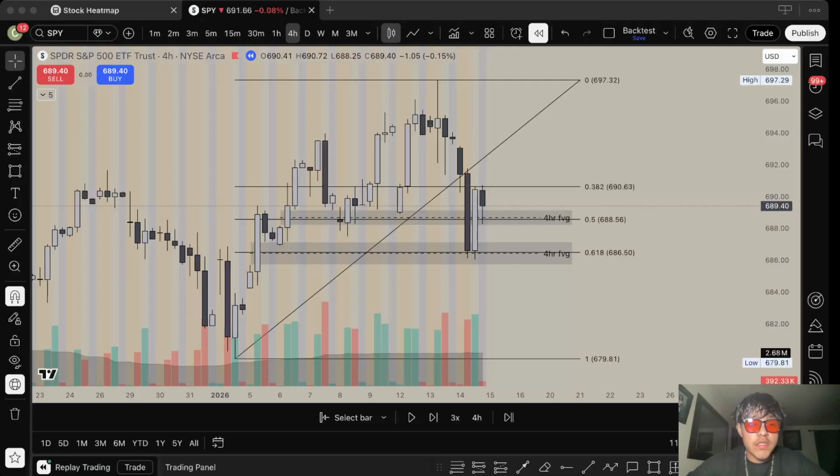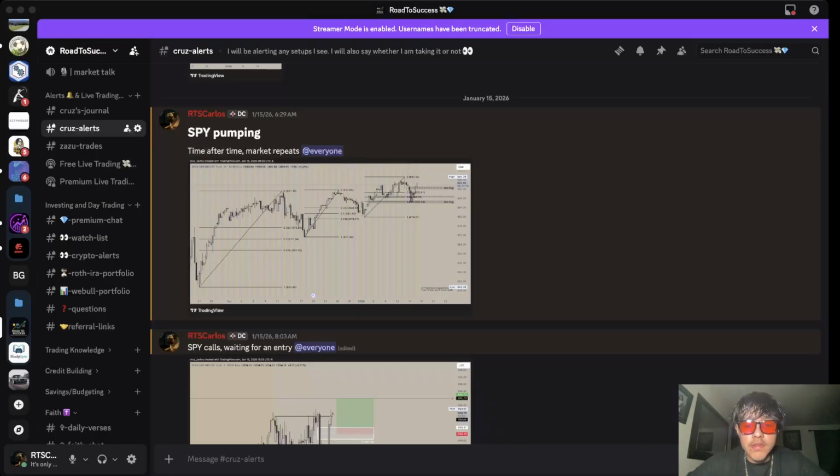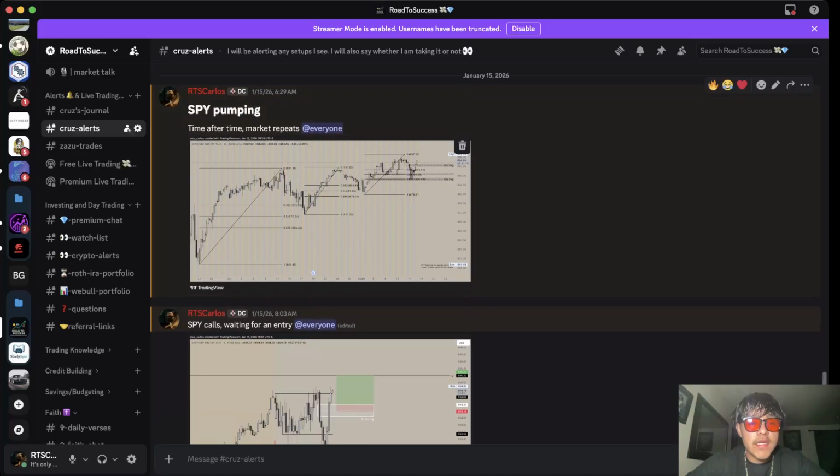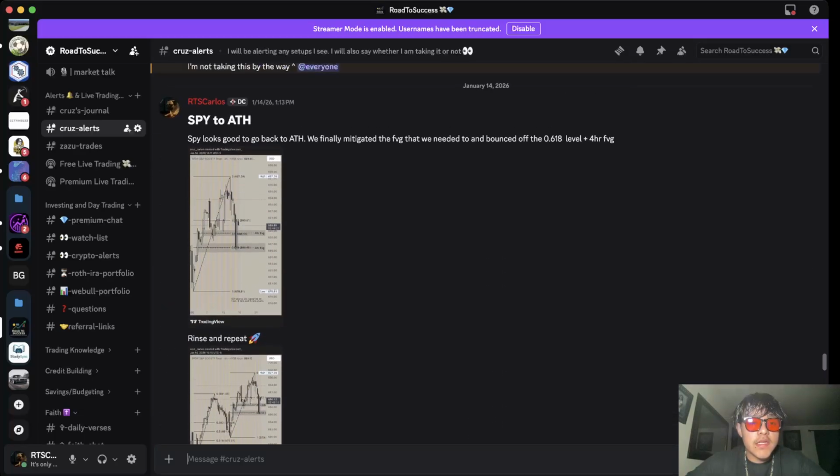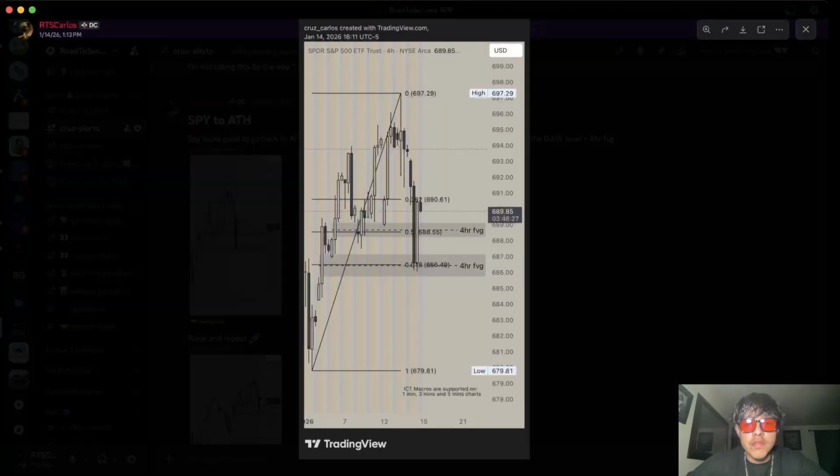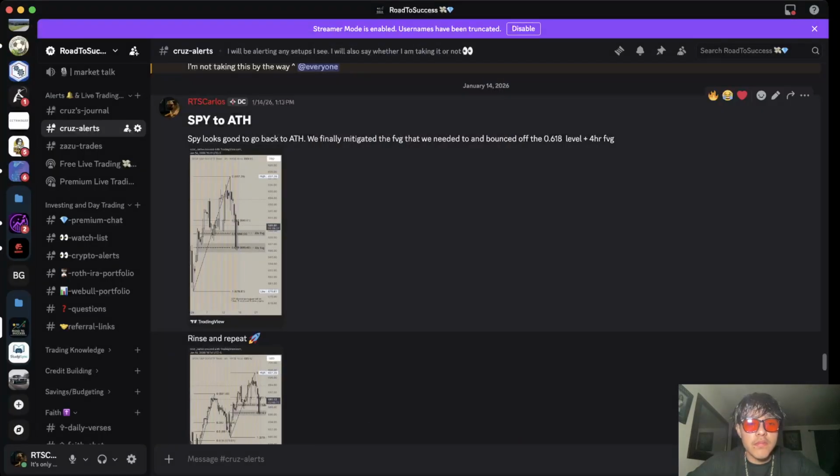Let me see if I can share real quick. I want to show you guys the Discord I had. So here we see, I had sent out basically the same thing. We pushed up. We had these fair value gaps here that we could test, and we were saying on the 14th, when market closed on Wednesday, SPY looks good to go back to all-time highs. We finally mitigated that fair value gap, and if we got the bounce at the 0.618 plus 4 hour fair value gap, then we're good.